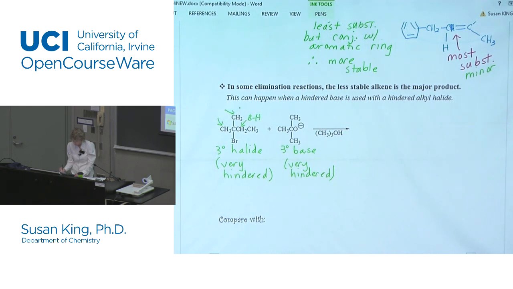And these guys are all the same. It's much easier, because this base is so hindered, for it to eliminate one of those outside hydrogens rather than this inside one. And so the major product is going to actually be the least substituted, but we're out of time, so I will draw those next time.